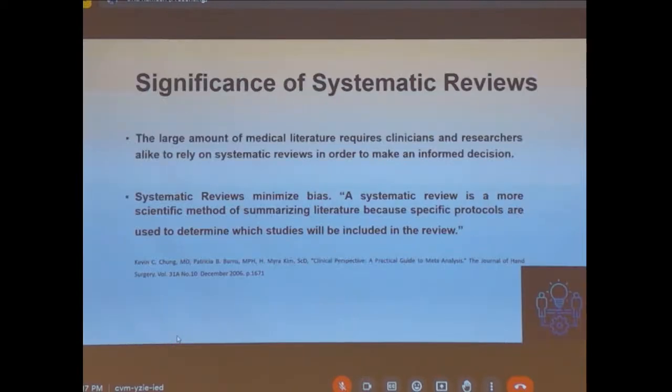What do you think then is the significance of systematic review? The significance is that large amount of medical literature requires clinicians and researchers to rely on systematic reviews in order to make an informed decision. Systematic reviews minimize biases. It is more of a scientific method of summarizing literature because specific protocols are used to determine which studies will be included in the review.